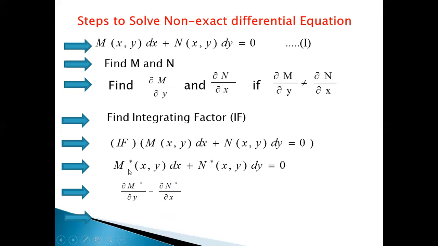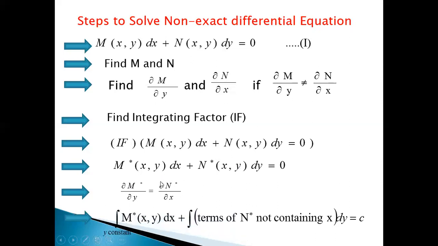Here M star is the multiple of dx, N star is the multiple of dy. We take the derivative of M star with respect to y and the derivative of N star with respect to x. And if both are equal, this equation is exact, and by the formula of the exact differential equation method, we solve this problem.